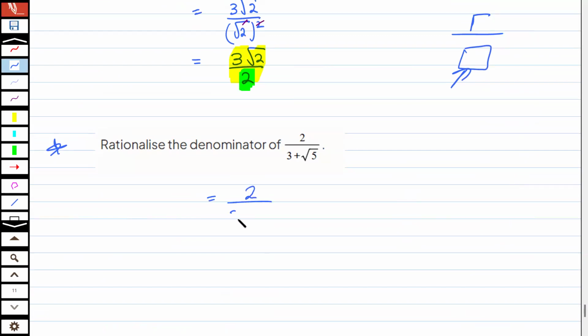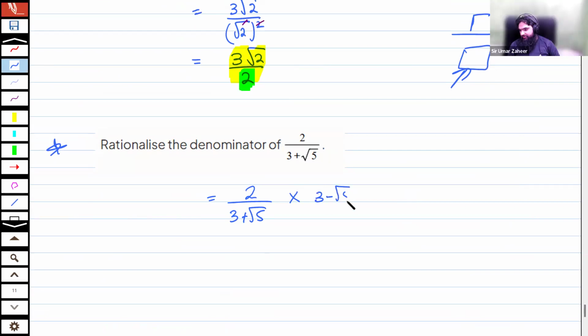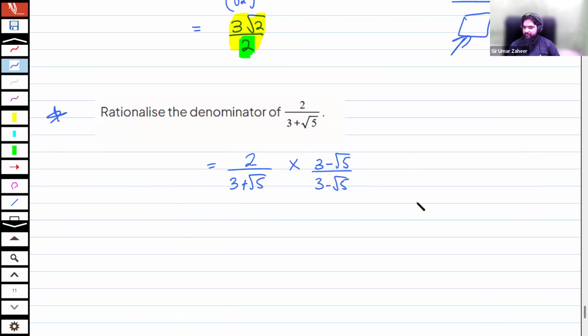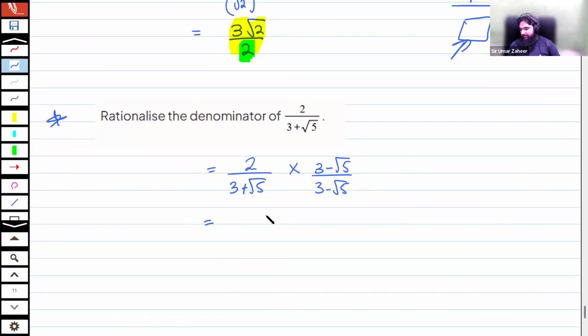Yes, anyone tell me how we can rationalize this one? We will multiply both the numerator and the denominator by 3 minus root 5. Yes, we will multiply by 3 minus square root 5 and divide by 3 minus square root of 5. So multiply them, 2 into 3 minus square root of 5, divided by a plus b, a minus b. So it will be 3 squared minus square root of 5 squared.